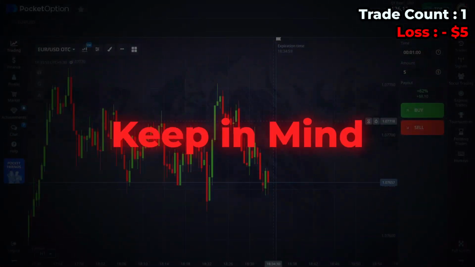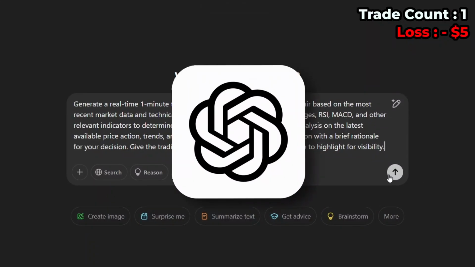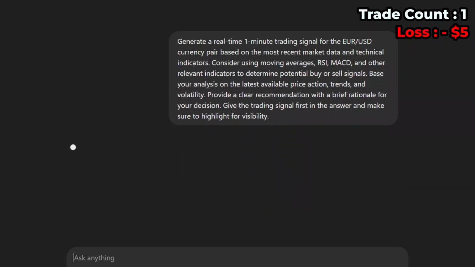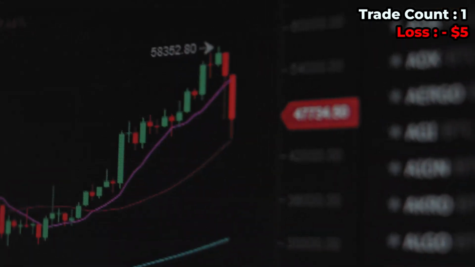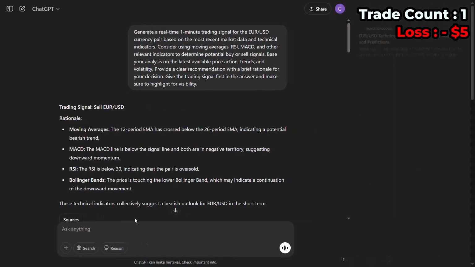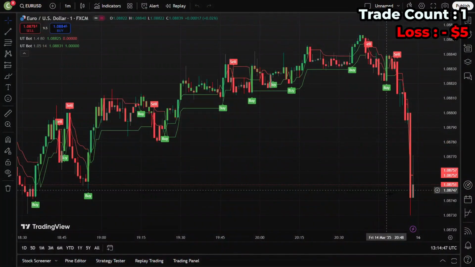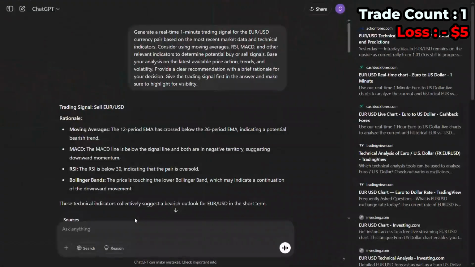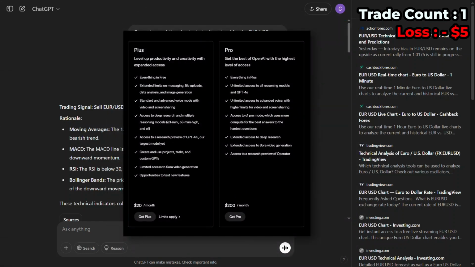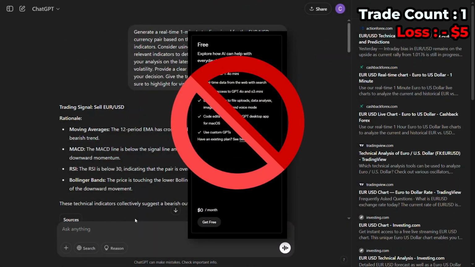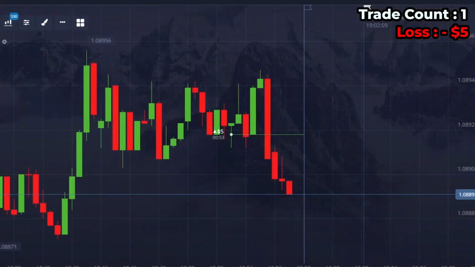Keep in mind, when I ask this question from ChatGPT, it's not just guessing the signal by looking at the market. If we click here, we can see that ChatGPT uses websites like Cashback Forex, Action Forex, and TradingView to gather proper and up-to-date technical data on the currency pair. However, to do this, you need to have the ChatGPT paid version, since the free version doesn't have access to real-time data. Let's get back to the trade.